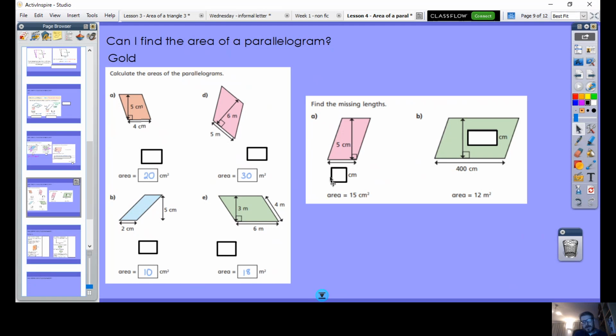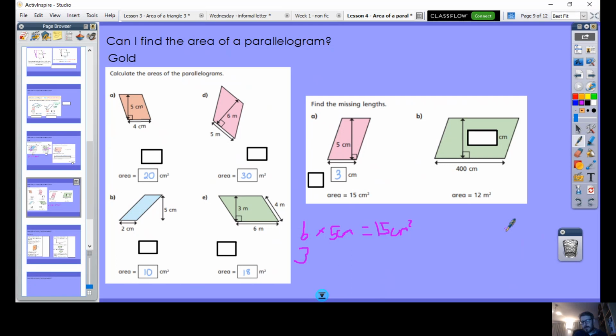With this one, we needed to find the missing length here. So we're trying to find the base. So something, the base, multiplied by 5, because 5 is the perpendicular height, equals 15 centimeters squared. So what times 5 equals 15? 3 times 5 equals 15. So here we should have 3.